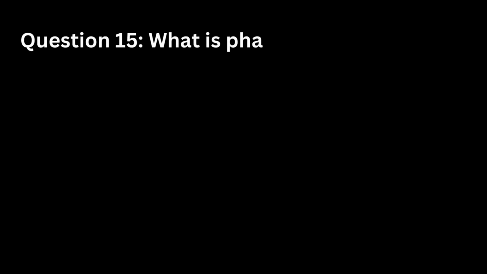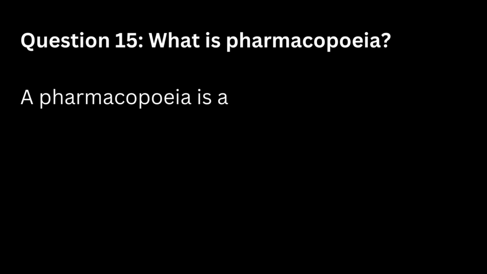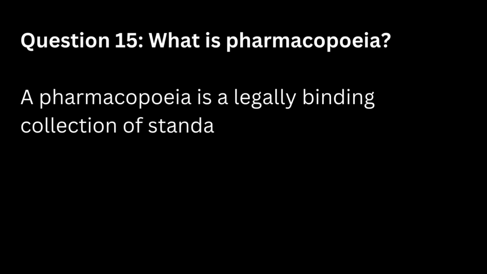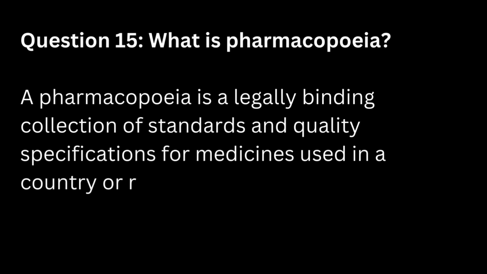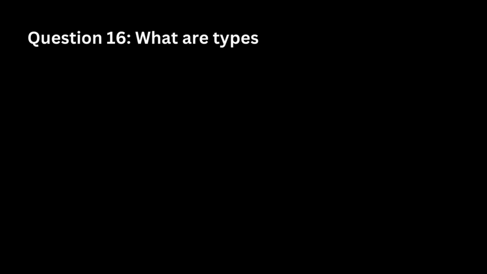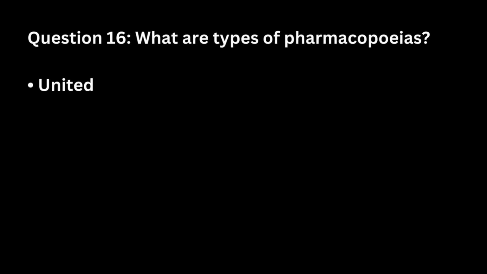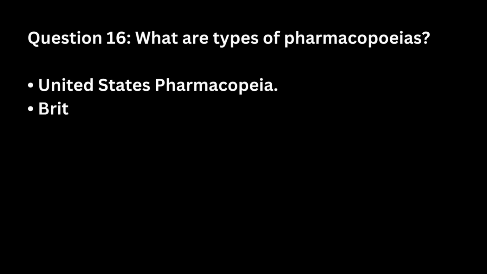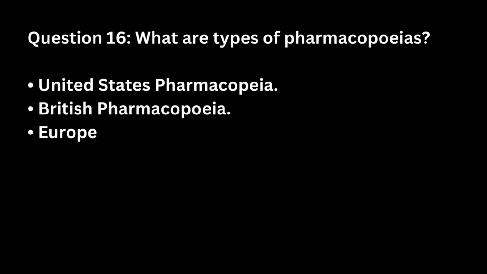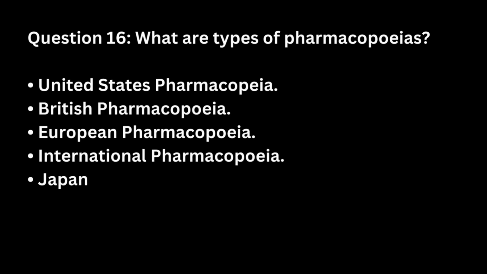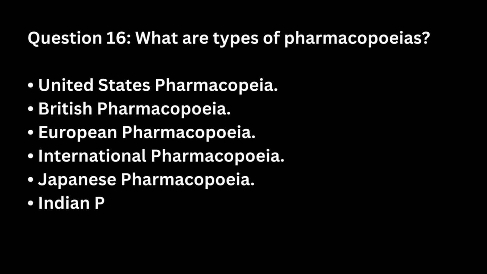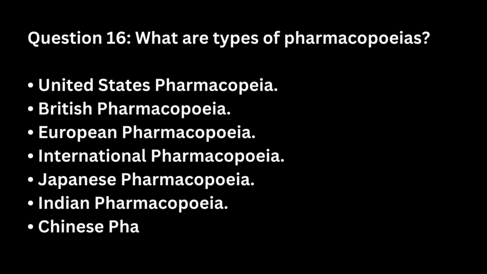Question 15, what is pharmacopoeia? A pharmacopoeia is a legally binding collection of standards and quality specifications for medicines used in a country or region. Question 16, what are types of pharmacopoeias? United States Pharmacopoeia, British Pharmacopoeia, European Pharmacopoeia, International Pharmacopoeia, Japanese Pharmacopoeia, Indian Pharmacopoeia, Chinese Pharmacopoeia.